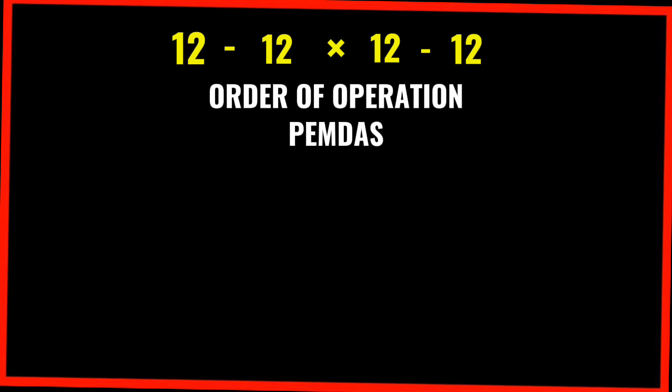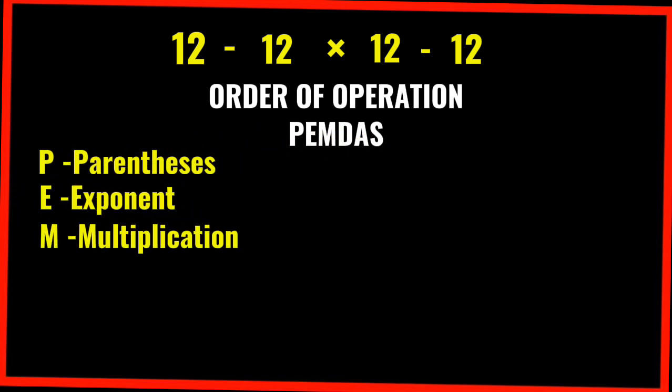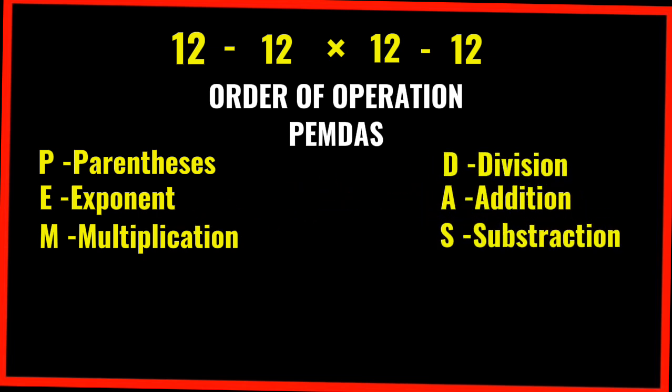This means we solve parentheses first, then exponents, followed by multiplication and division from left to right, and finally addition and subtraction from left to right. In this problem, there are no parentheses or exponents, but there is multiplication, which must be done before subtraction.